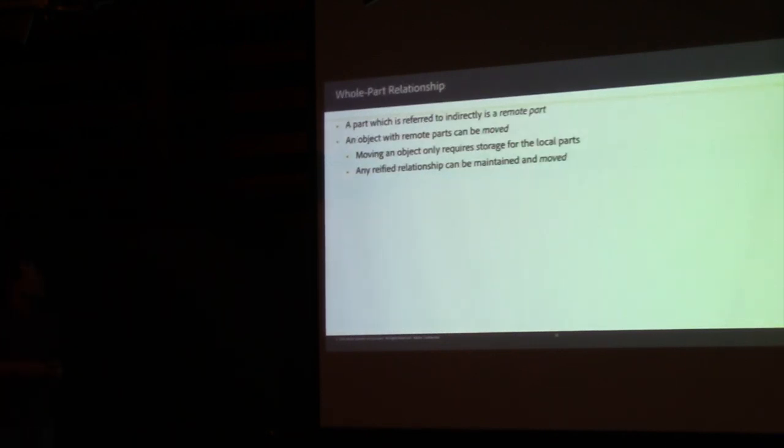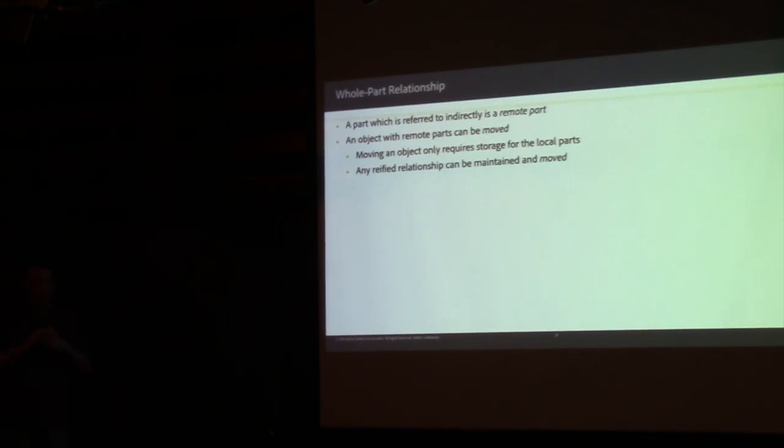So a particular kind of relationship is a remote part. This is probably one of the most important relationships we have, the whole-part relationship. I've got this as a whole, but it's got parts, possibly including the label, the cap, maybe we include the water inside. So, whole parts. An object with remote parts, and a remote part is one that's heap allocated, exists outside the little local piece, can be moved.